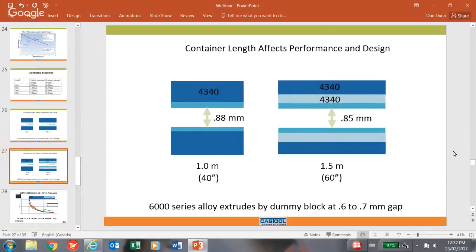You now compare that to 4340 with a 0.88 millimeter deflection at 1 meter, sorry, 0.88 millimeters. Now turn that into a 3-piece container at 1.5 meters or 60 inches. The deflection is much less at 0.85. Once again, being reminded that the alloy will extrude past the dummy block at 0.6 or 0.7 gap.